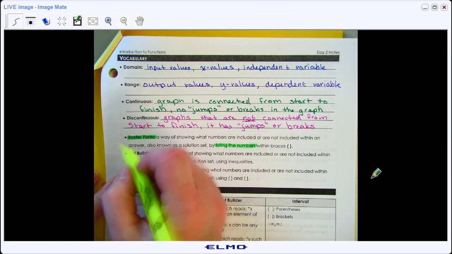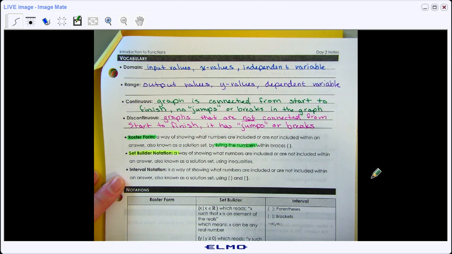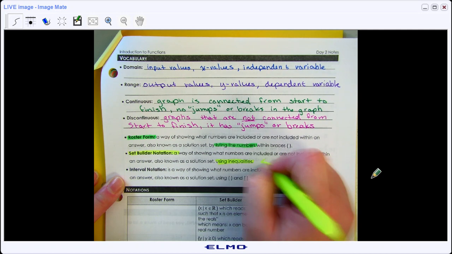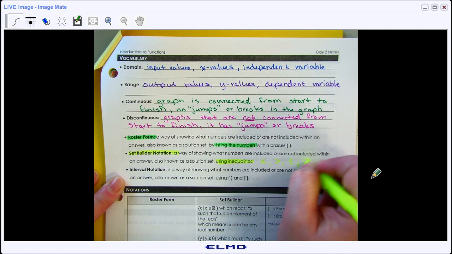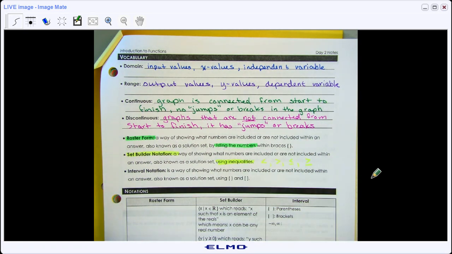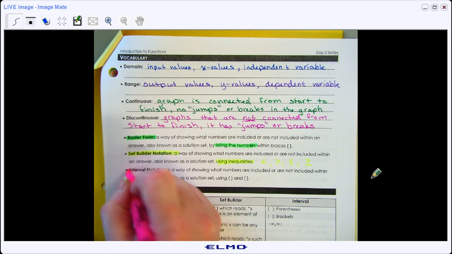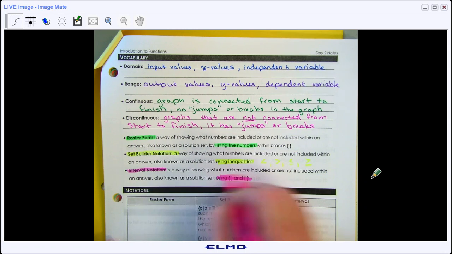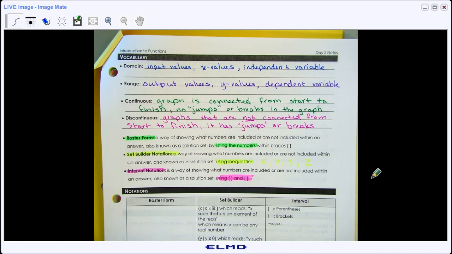We have our set builder notation. So this is another way of being able to show numbers that are included within an answer, which is known as your solution set. We're going to be using a lot of inequalities. So that would be our less than, greater than, less than or equal to, greater than or equal to signs. We're going to kind of be bringing those back a little bit as well. And then our last one is our interval notation. Our interval notation, again, is just a different way of being able to show your values, which use parentheses and brackets depending on if a value is included or not included within the set.